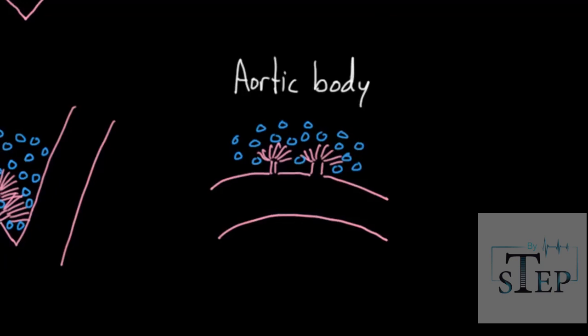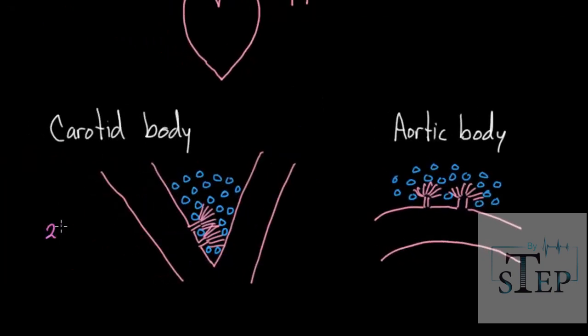and that's where we get the term aortic body and carotid body. Now, on the carotid side, one interesting fact is that this body of tissue gets a lot of blood flow. In fact, some of the highest blood flow in the entire human body. It's about 2 liters per minute for 100 grams.